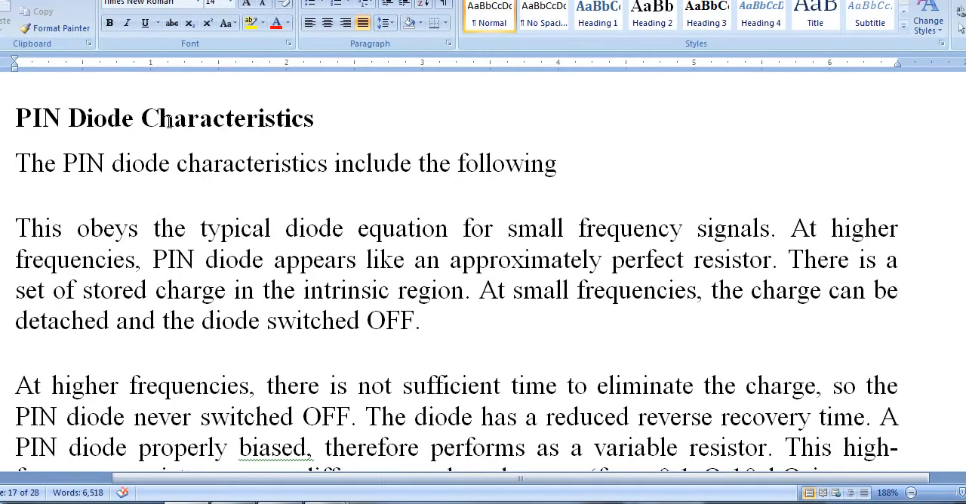Now let us discuss some of the characteristics of a PIN diode. The PIN diode characteristics include the following. This PIN diode obeys the typical diode equation for small frequency signals. At higher frequencies, the PIN diode appears like an approximately perfect resistor. There is a set of stored charge in the intrinsic region. At small frequencies, the charge can be removed and the diode switched off.